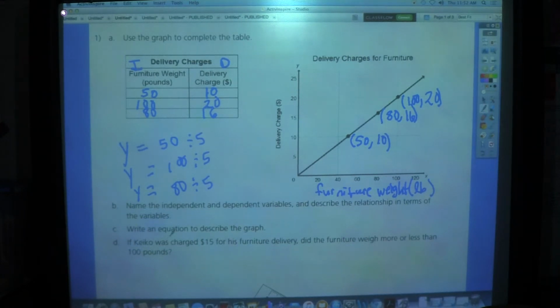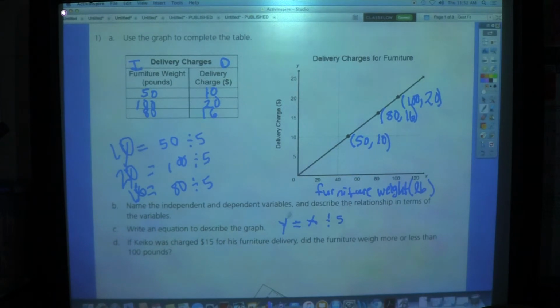Now back to my equation to describe that graph. We have come to see that our y value is determined by our x value divided by 5. That is the algebraic equation I would use here, because we proved it here. This y here would be 10. This y here would be 20. This y here would be 16.